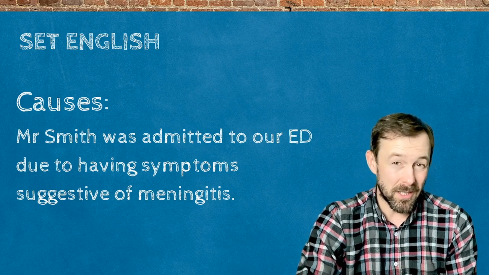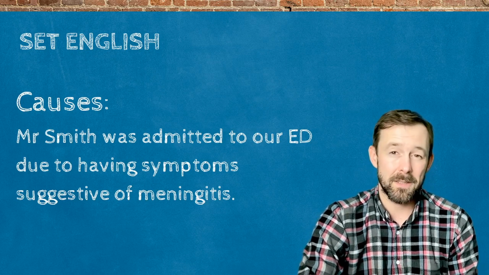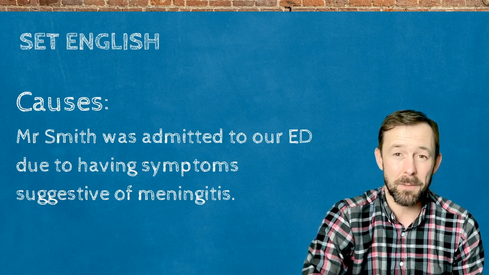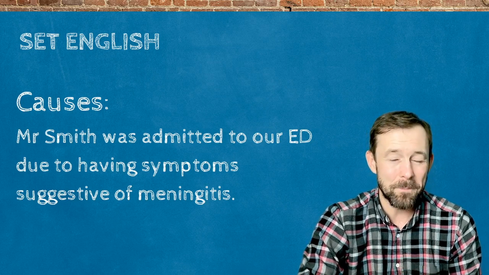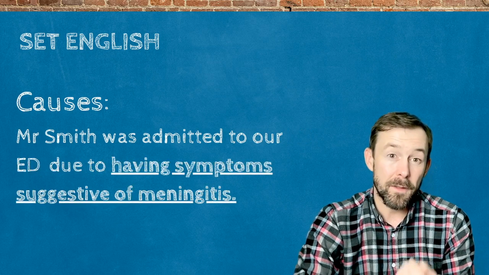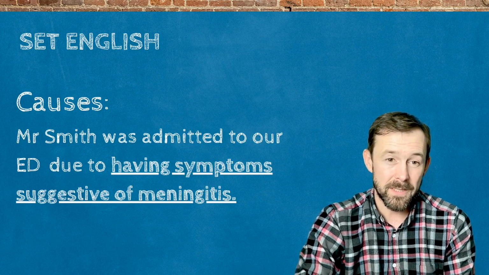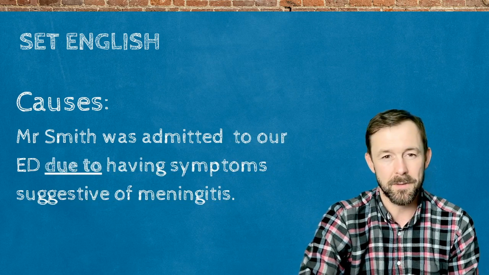Having symptoms of meningitis was the cause. The result was being admitted to the ED, the emergency department. Okay, it didn't go the other way around. So due to here is followed by the cause. Due to is in the middle of those two ideas. It's linked them together in one sentence.